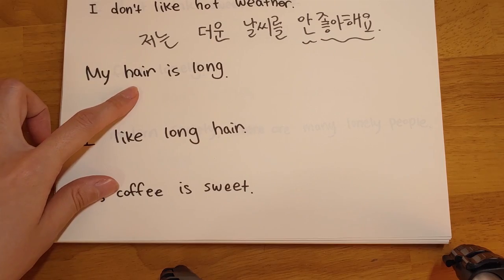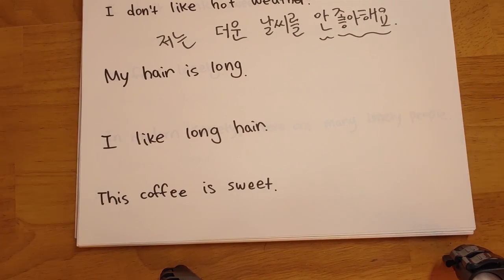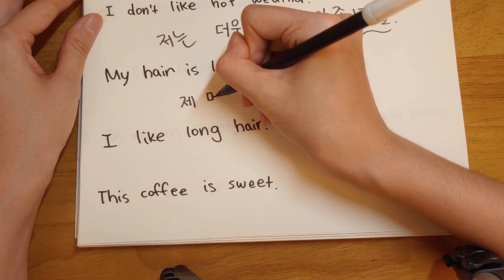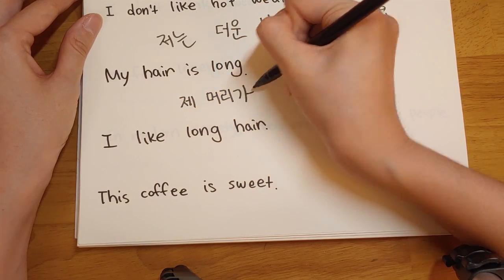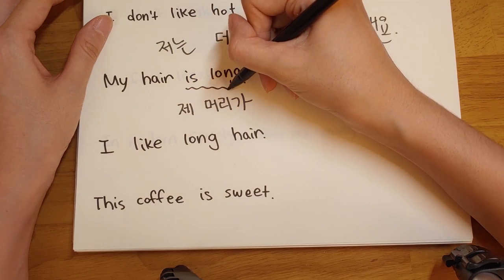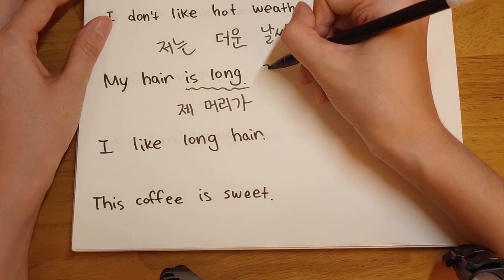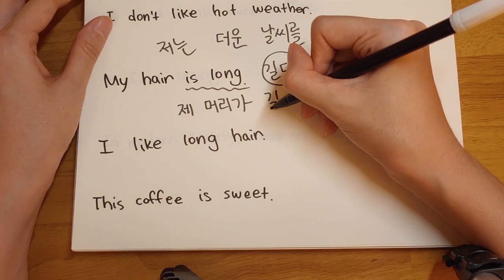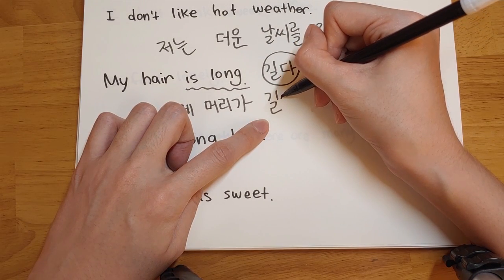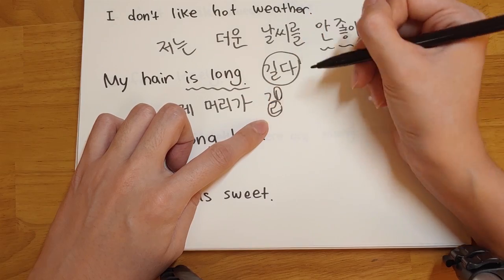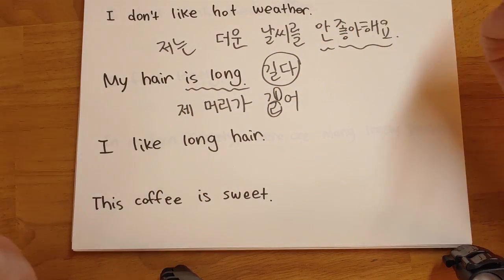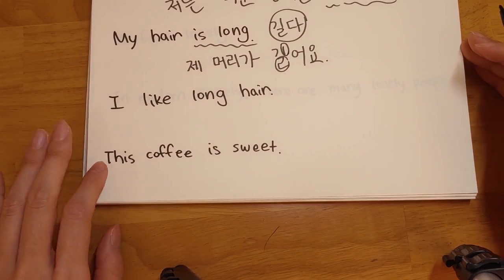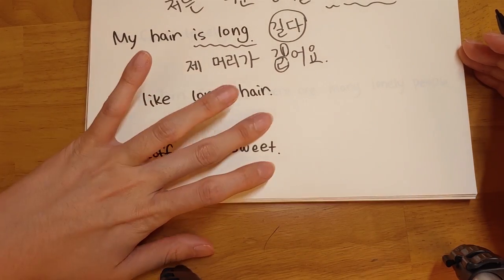And my hair is long. How do you say my hair is long? 제 머리가 is long. Long, to be long is 길다. And we learned that when the stem has vowels other than a or o and ends in 받침, we have to put 어. 길어요. 제 머리가 길어요. How do you say I like long hair?